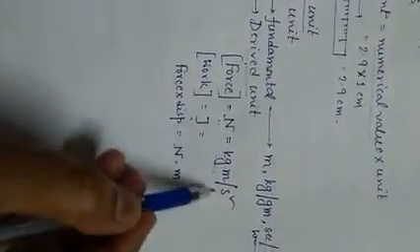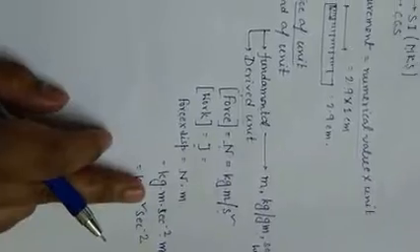But what is actually Newton? Newton means kg meter, and instead of per second square I can write second to the power minus 2, as well as meter. So I am getting kg meter square second to the power minus 2. So this is also a derived unit. There are a lot of derived units here.